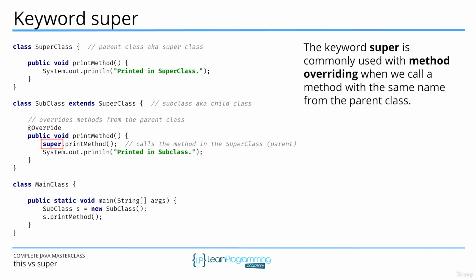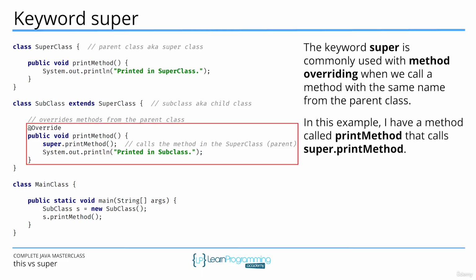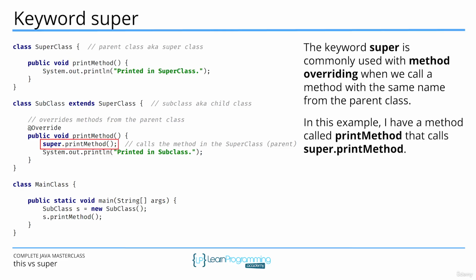The keyword super is commonly used with method overriding when we call a method with the same name from the parent class. In this example, I have a method called printMethod that calls super.printMethod. It's calling the method with the same name from the parent class. Without adding the keyword super in this case, it would end up being a recursive call. What that means is that the method would call itself forever, or actually until memory is fully used on your computer. That's why we need the super keyword so that we can call a method with the same name from a parent class.